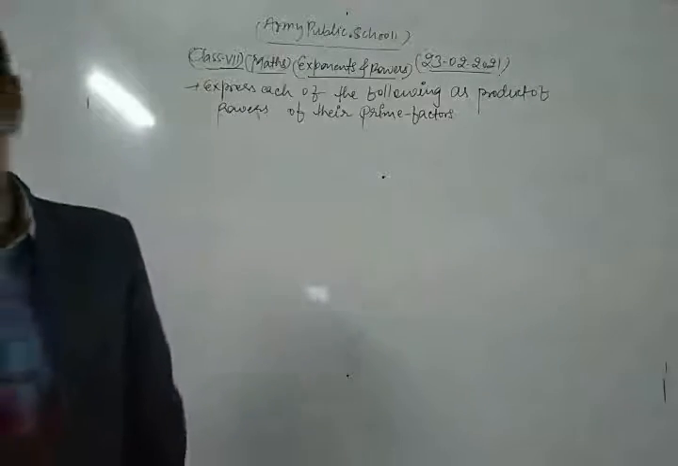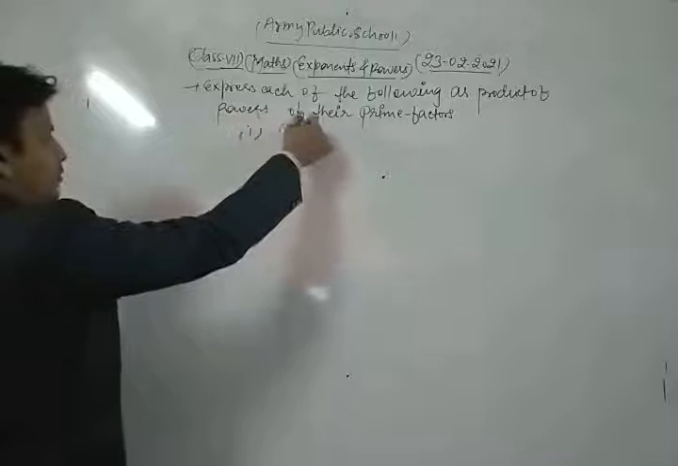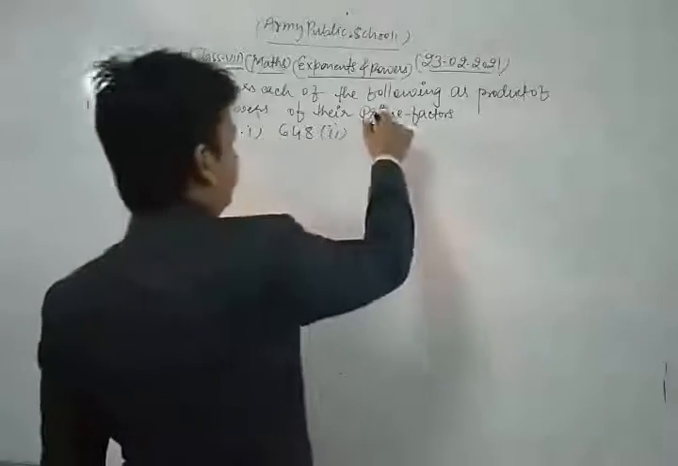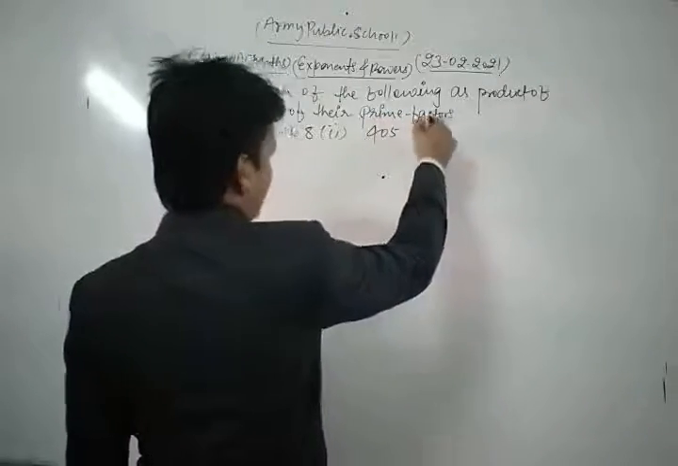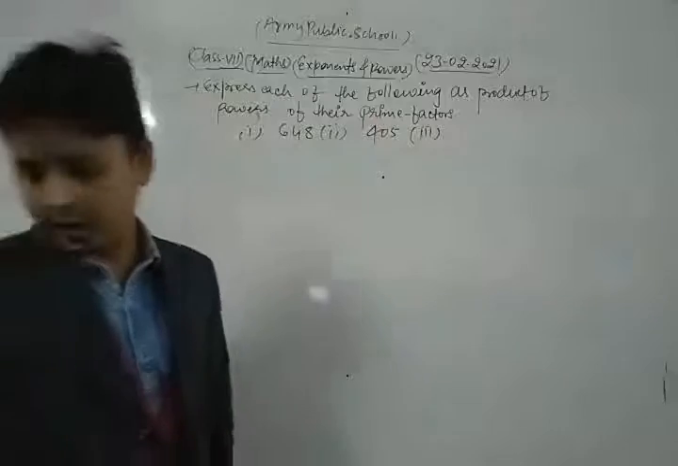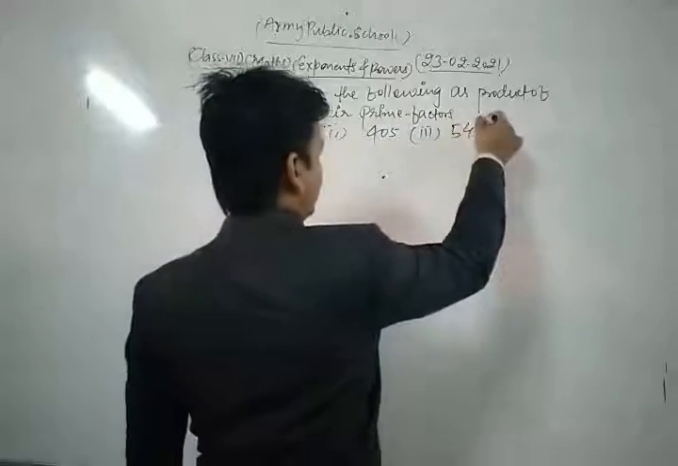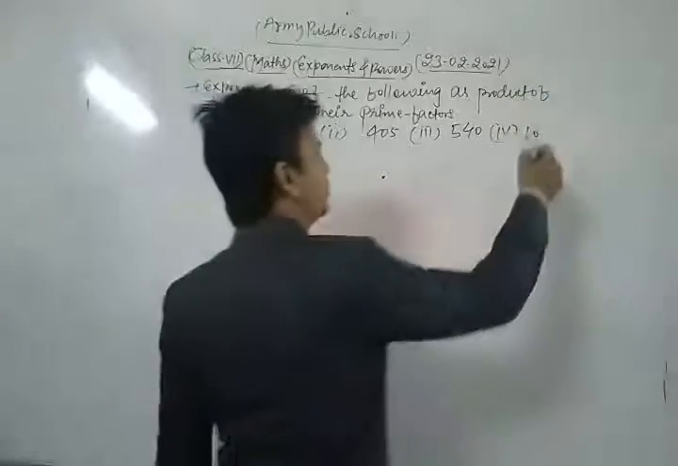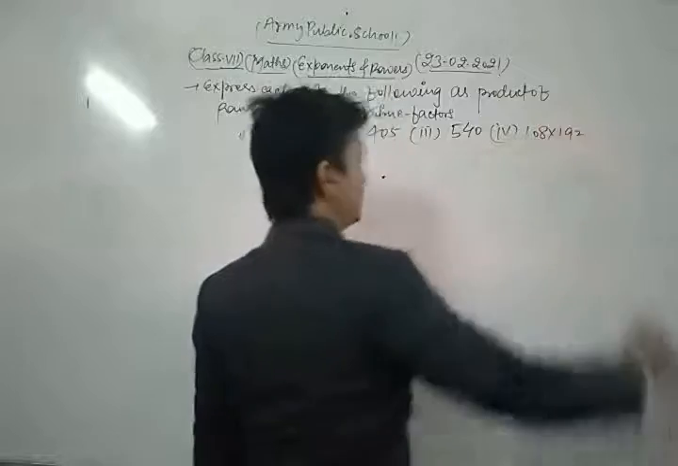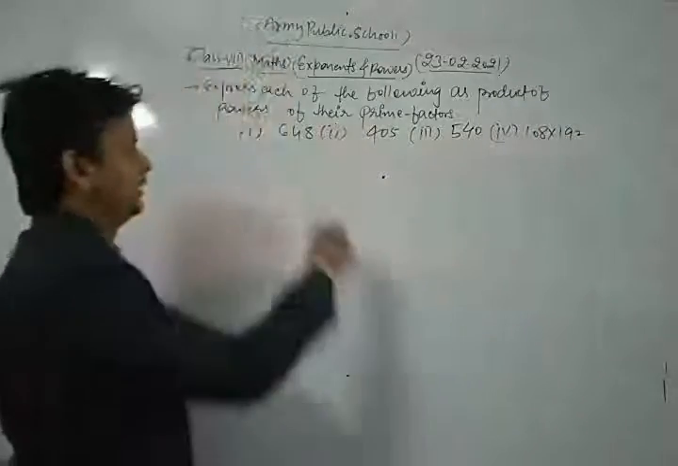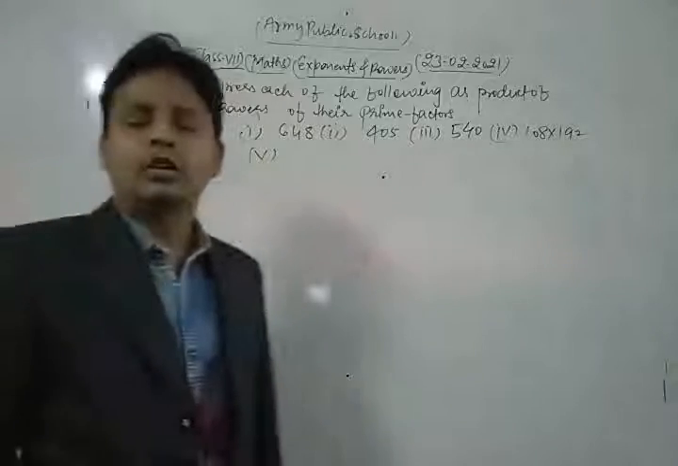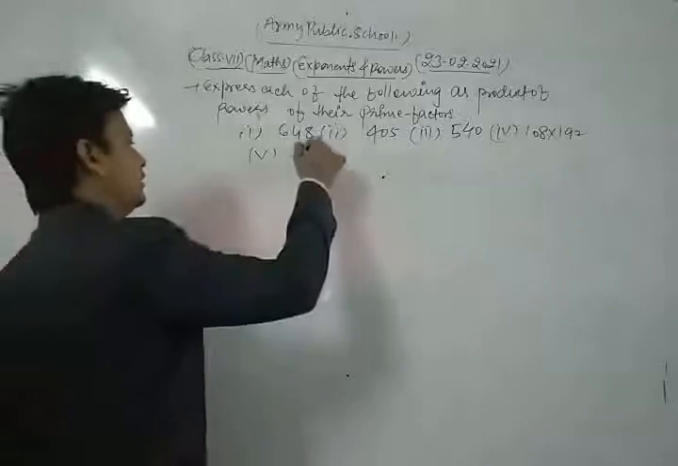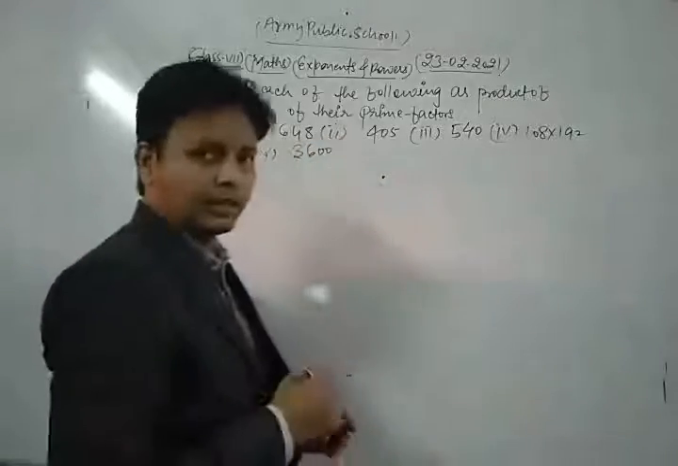The first part of this question is 648. The second part of this question is 405. The third part of this question is 540. The fourth part of this question is 108 into 192. And the fifth part of this question is 3600. Okay, this is the question here.